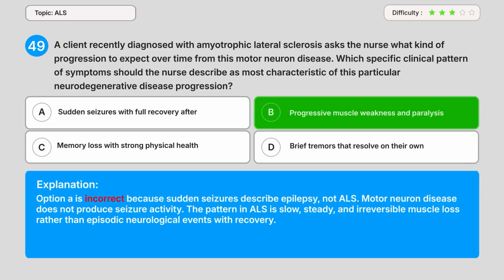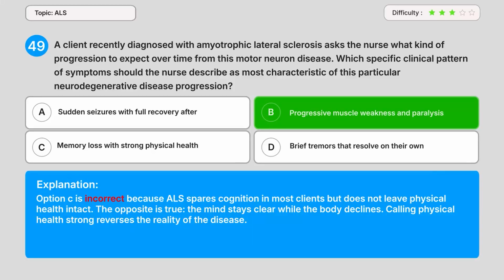Option A is incorrect because sudden seizures describe epilepsy, not ALS. Motor neuron disease does not produce seizure activity. The pattern in ALS is slow, steady, and irreversible muscle loss rather than episodic neurological events with recovery.